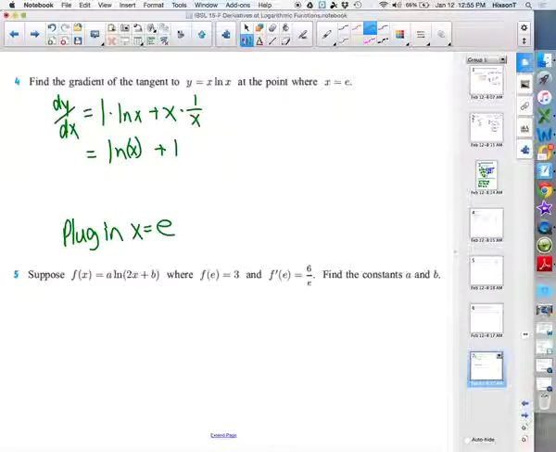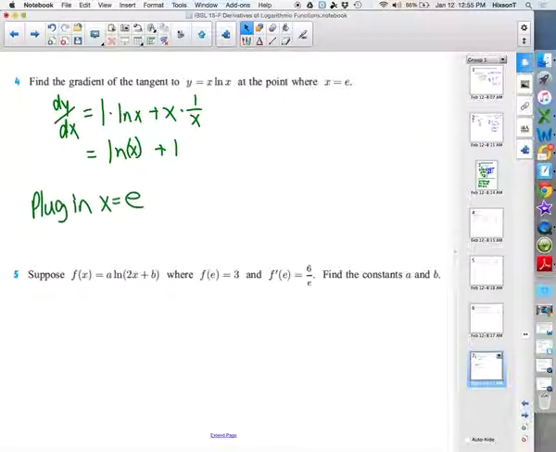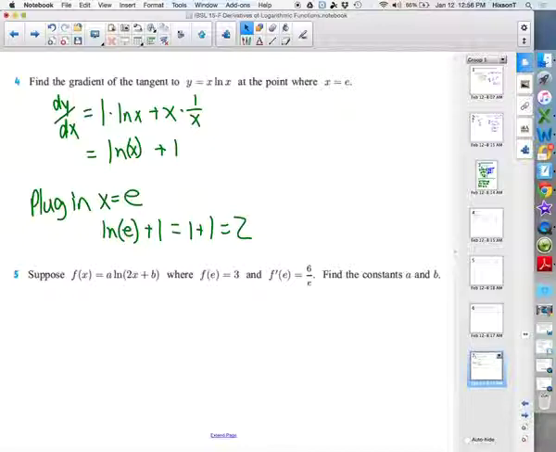So we've done the derivative. Now we're plugging in e. What is the ln of e? 1. So that whole thing is 2. So the slope of that curve, that function, at x equals e is 2.